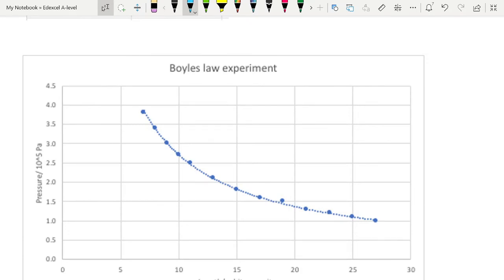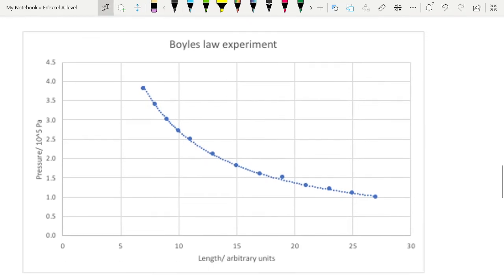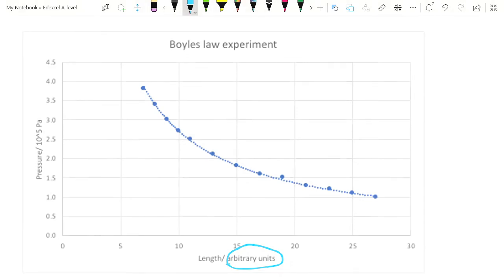And you'll notice that we've used arbitrary units here as the unit of length because there isn't a unit associated with the column of air on the apparatus, and it isn't actually a measurement of the length. So it's arbitrary units, but we can see that the length is increasing on a scale, and the pressure is decreasing. Now, this isn't very helpful as a graph in itself.